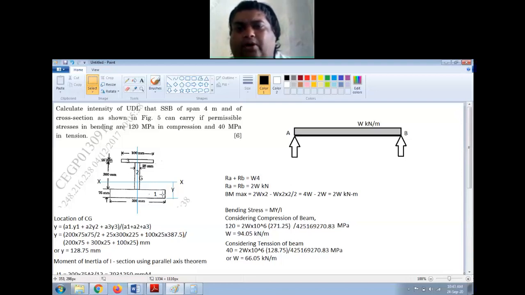So what will happen? The bottom fibers, or the fibers below the neutral axis, right? This region, this larger web, that will get elongated. If it is ductile material, it will have plastic deformation also, right? And upper fibers, nothing will happen. Now in this case, W due to tension is less, 66.05, right? So if I apply more load, this will fail.